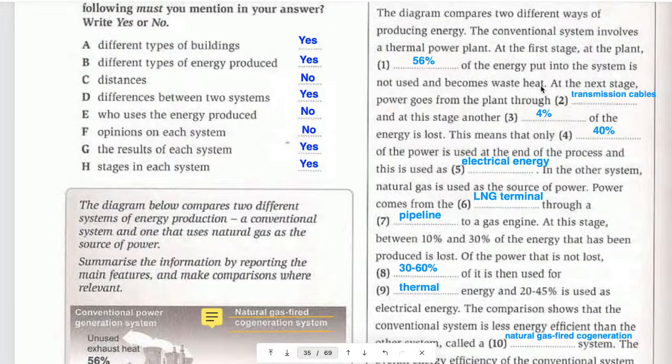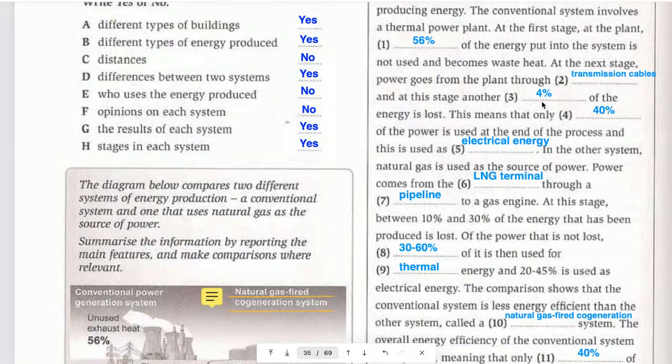All right, next, Boeing. Yeah, you can read that one as well. Another one. No, we need a number here. What is the answer for this? Guys? 4%, yes. So the answer for number 2 is transmission cables. And number 3, that is 4%, yeah?